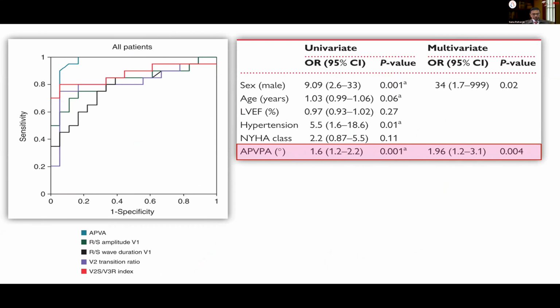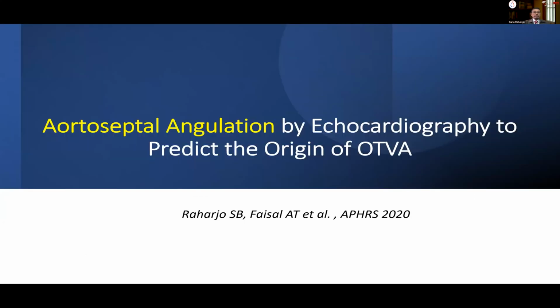But we know that taking a CT image for a patient who will undergo ablation is quite troublesome. So we tried to modify that approach using echocardiography. We developed a new approach to identify whether the location of those PVCs is from the RVOT or from the LVOT. We developed aorto-septal angulation by echocardiography to predict the origin of the outflow tract ventricular arrhythmia.